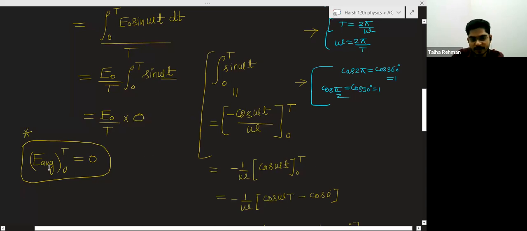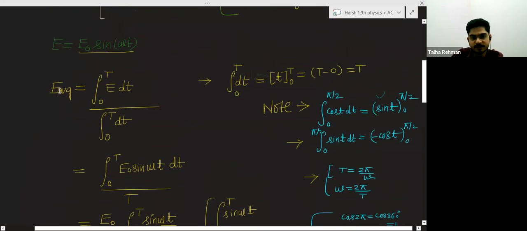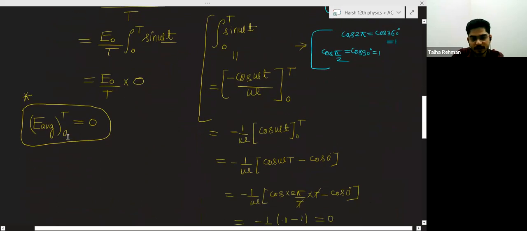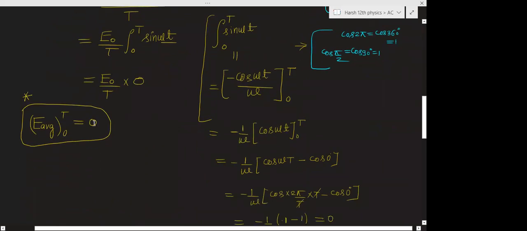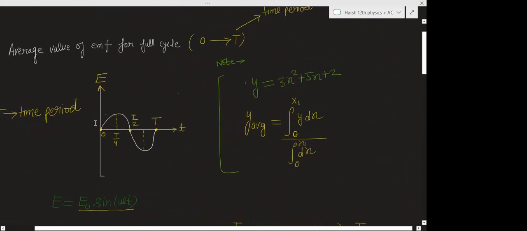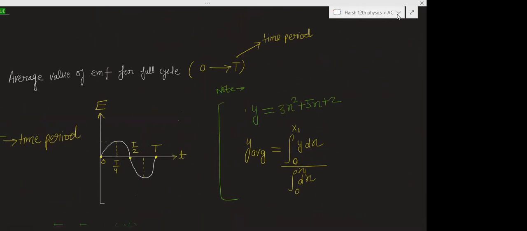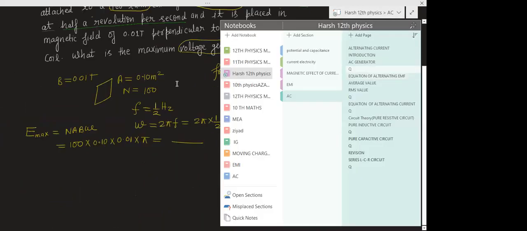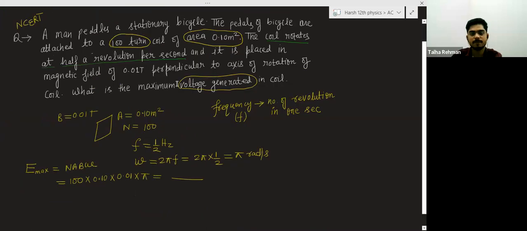So the average value of EMF for the full cycle is equal to 0. Okay, so note down this.